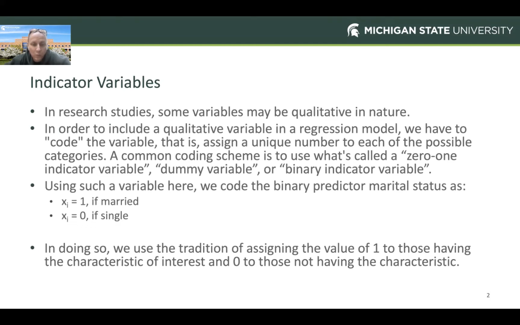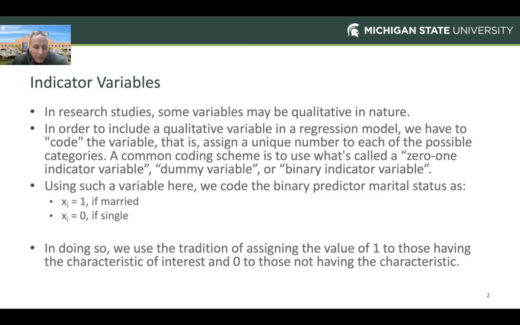And so we'll generally refer to this as creating a series of 0-1 indicator variables or dummy variables or binary indicator variables. And as an example, we can think about a predictor such as marital status. And so we can code that X variable to be equal to 1 if a person is married and 0 if they're single. And then as a consequence, we can include that in a regression model to see what differences we would see between married and single persons as it relates to some dependent variable of interest, okay?